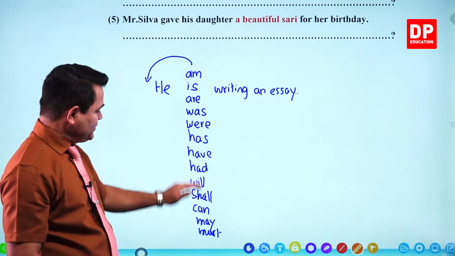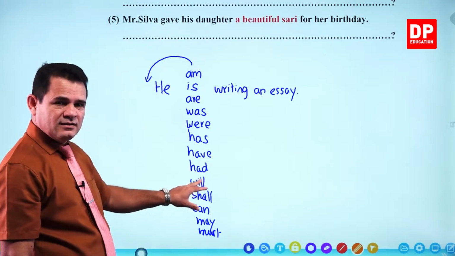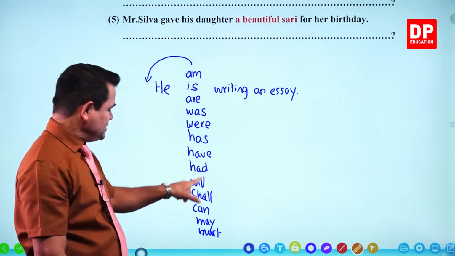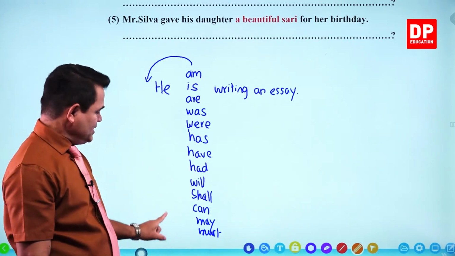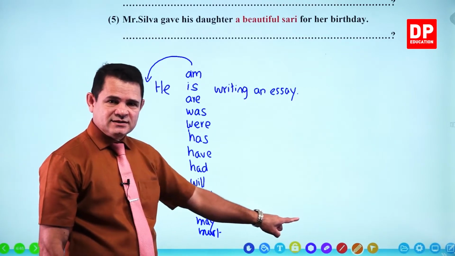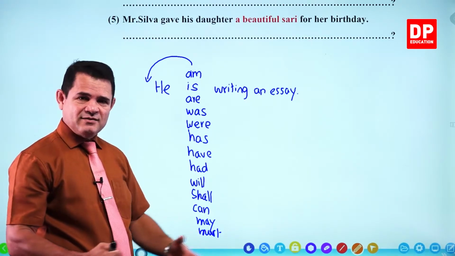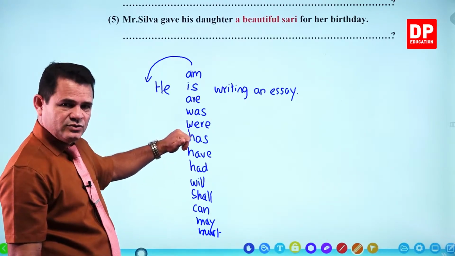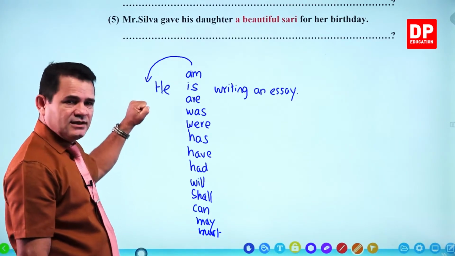So for any of these words, now he will complete the exercise. Question: will he complete the exercise? He can ride bicycles. Can he ride bicycles? So for all these, you take the word to the front and a question is formed.